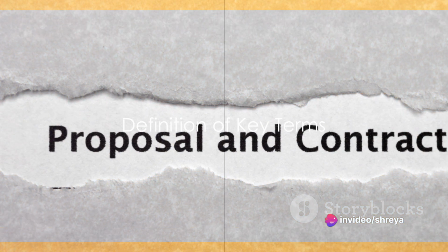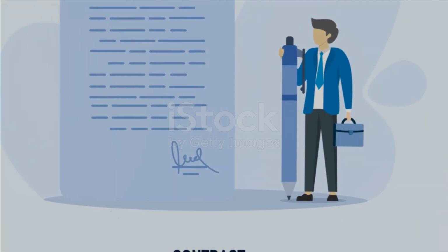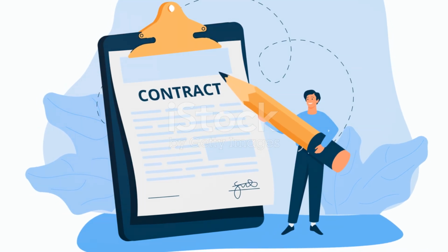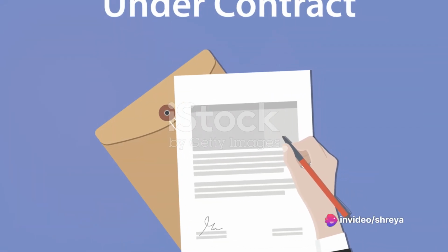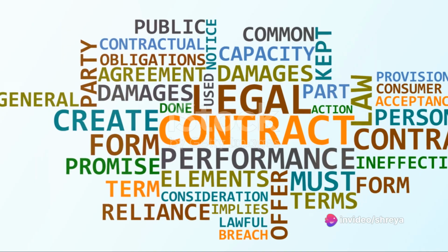Now, moving forward to Section 2. This section is the definition clause, the glossary if you will, for the entire Act. It breaks down key terms used throughout the Act into subsections from A to J. In Section 2A we find the definition of proposal or offer.